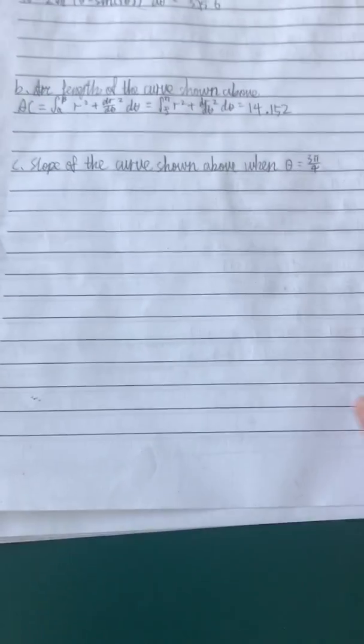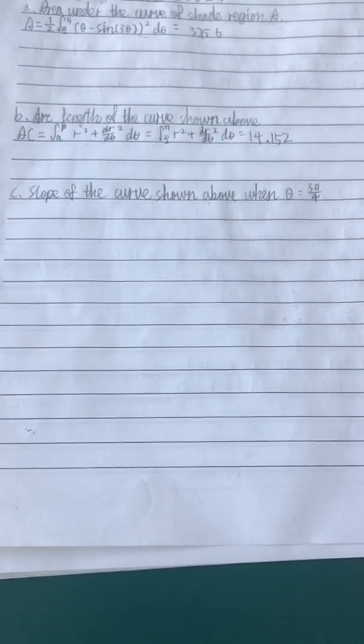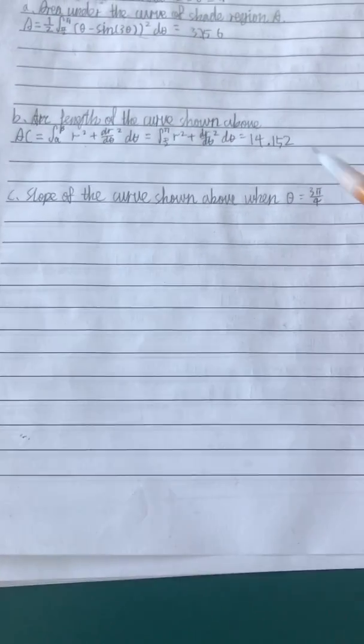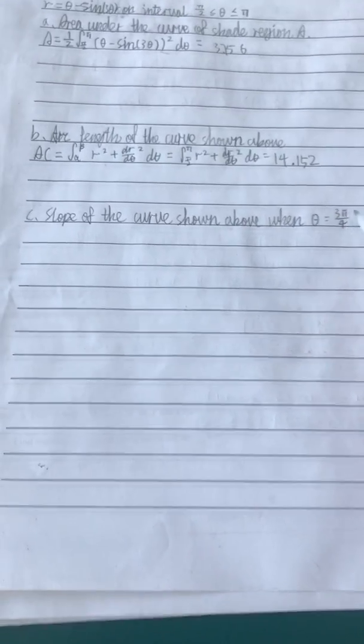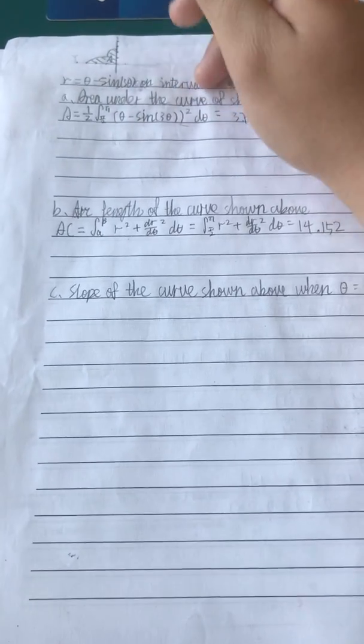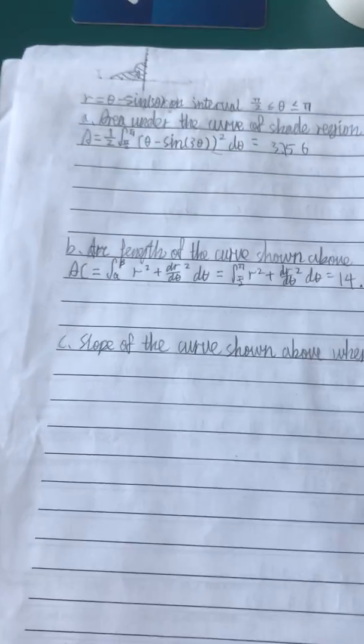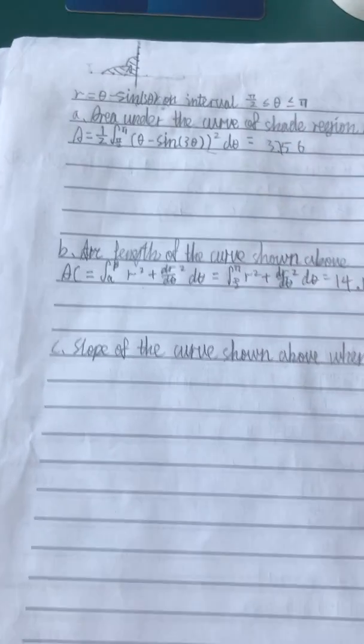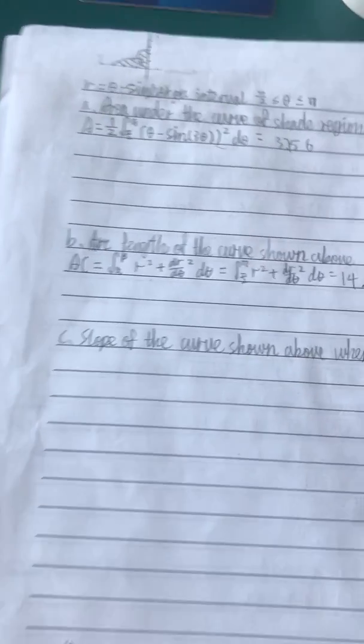And now we want to find out the slope of the curve shown above when theta is 3 pi over 4, which is when theta is somewhere here. 3 pi over 4 should be right in the middle between pi over 2 and pi on a polar scale.